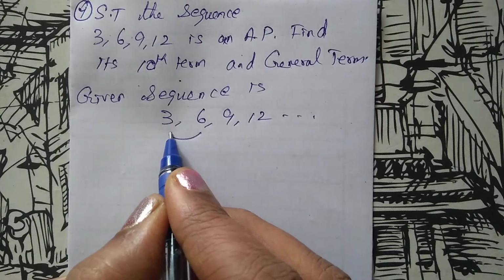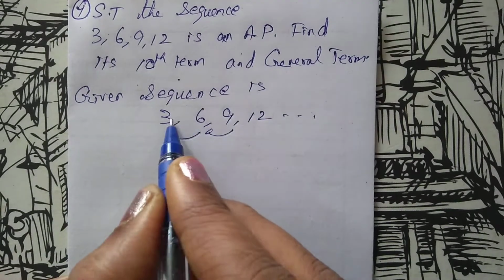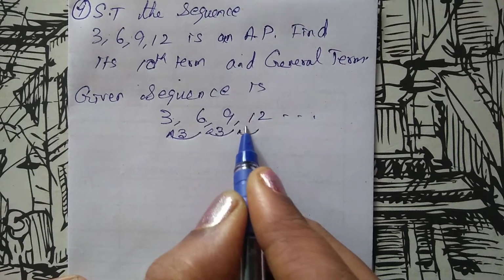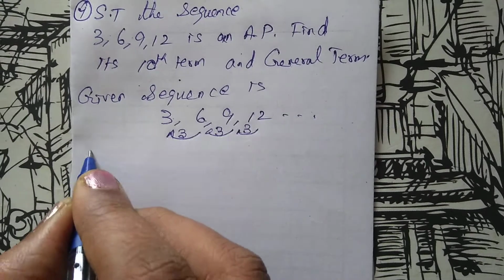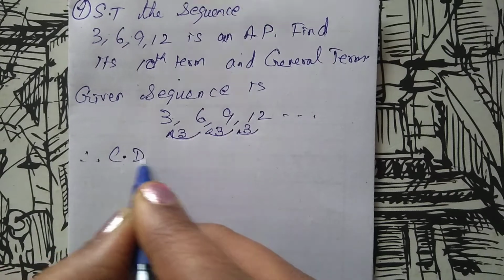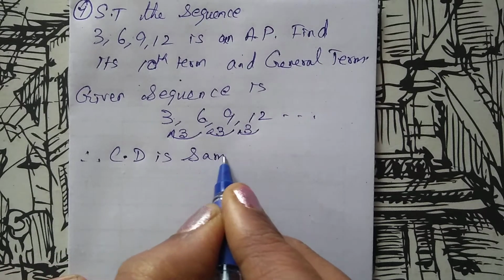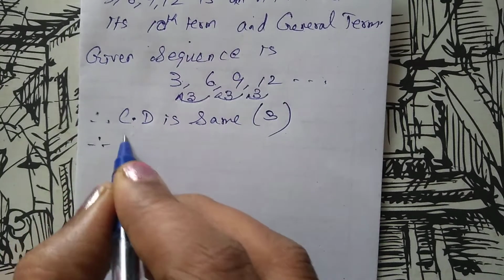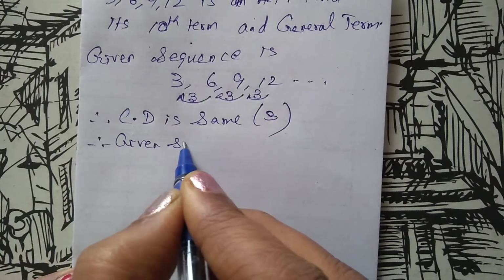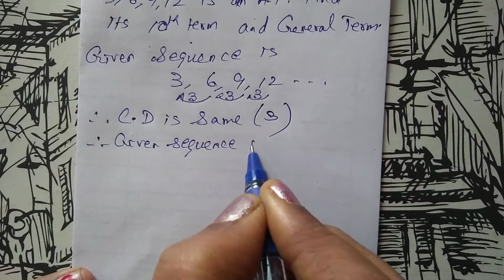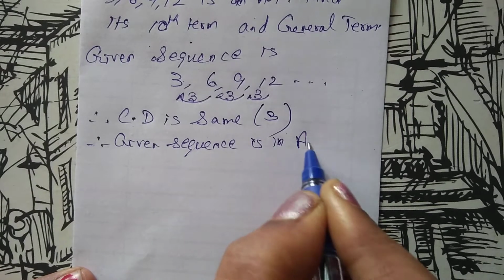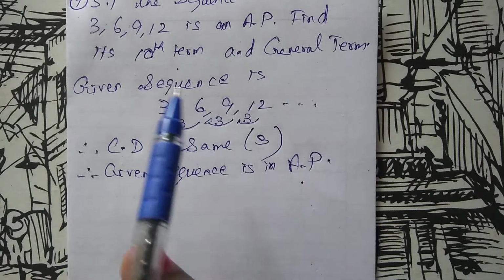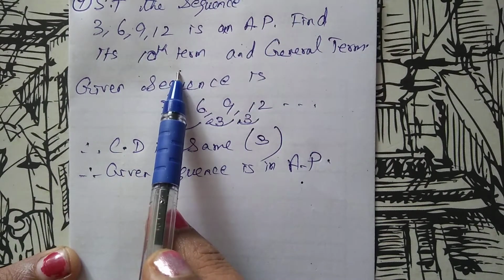So let us find the common difference. Is it same? 6 minus 3, 3. 9 minus 6, 3. 12 minus 9, 3. So we find, therefore, common difference is same. That is everything we are getting as 3. Therefore, given sequence is in AP.